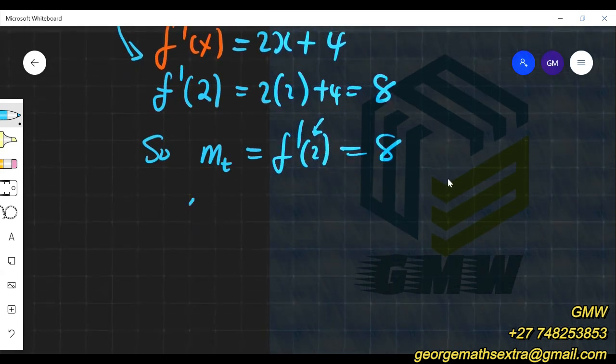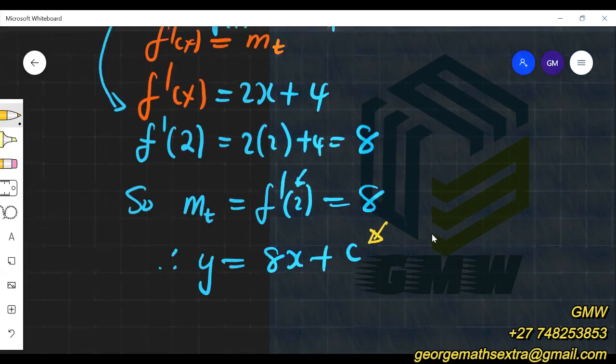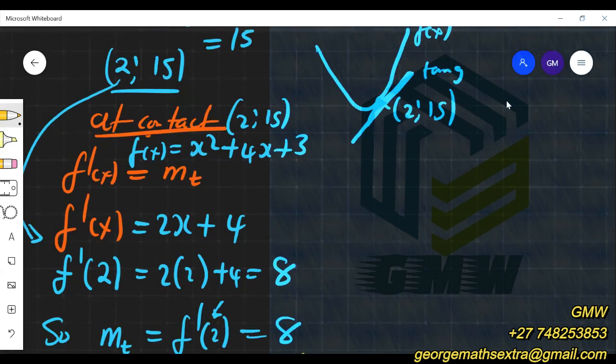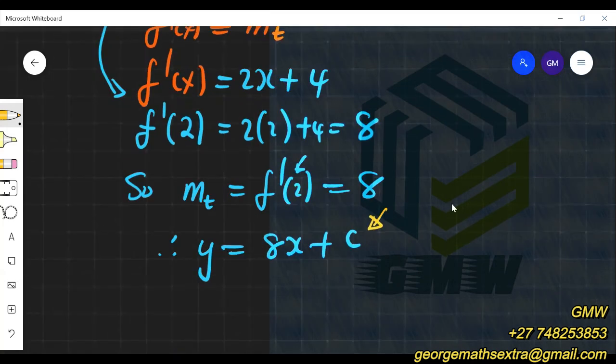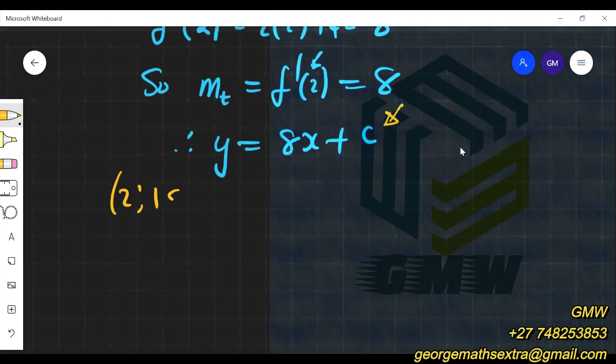Therefore, y is equal to 8x plus c. Do you get this? Now, for us to get c, we must have a point. But from the picture, do you see that the line itself is passing through the point (2, 15)? So it means we can use that point to find c. So it is 2 here and 15 here. This is x and this is y, right? So 15 is equal to 8 by 2 plus c.